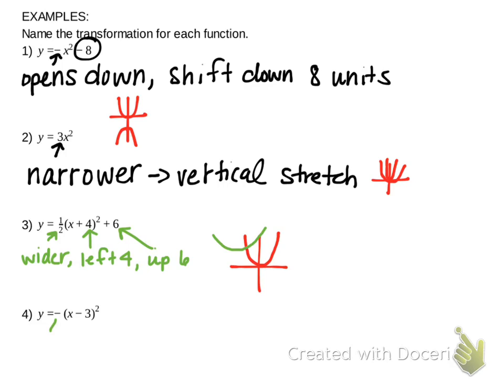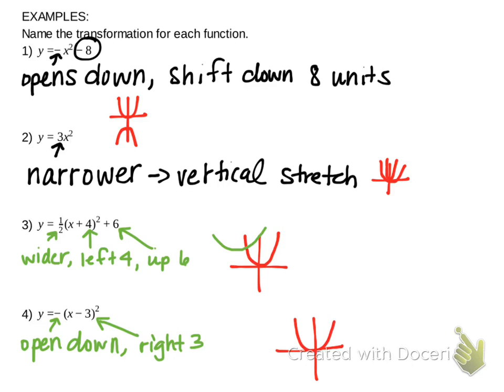And then you have your last example here. We have this negative sign that's going to make it open down, or a reflection. You can write either one of those. Then this -3 here is going to make it move to the right 3. So if I have my quadratic parent function here, open down and right 3, it's going to look something like this.